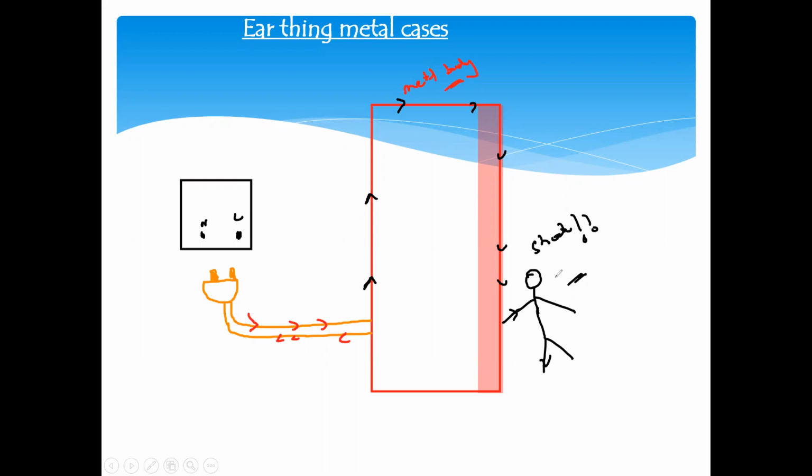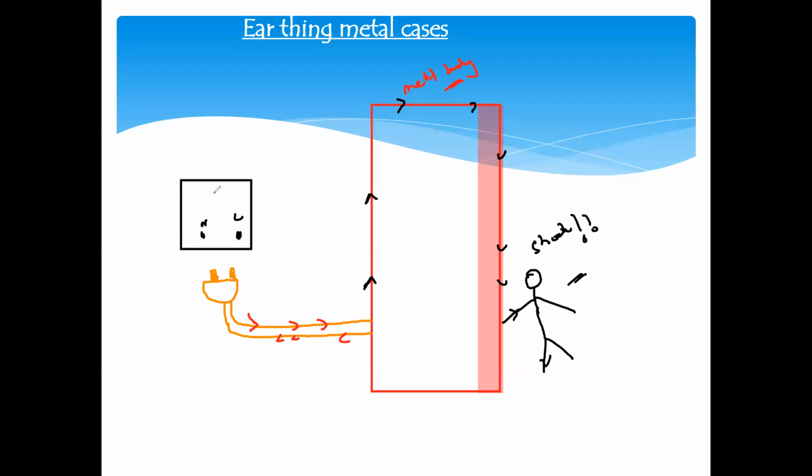So how can a person be protected from getting this shock? This is because when wires are used for a long period of time, they might be damaged, and that damaged wire might touch the body and the person might get an electric shock. So how can we protect a person from getting an electric shock?